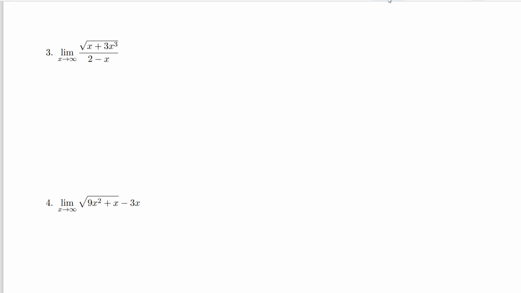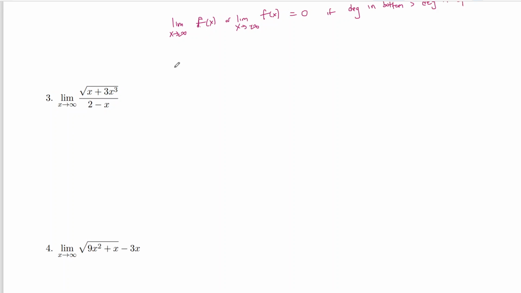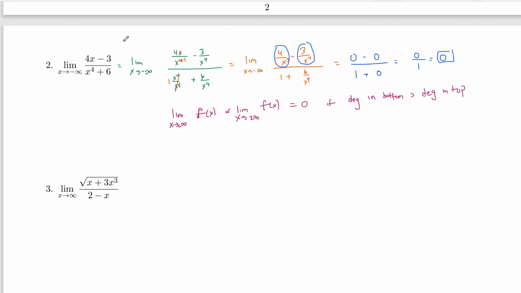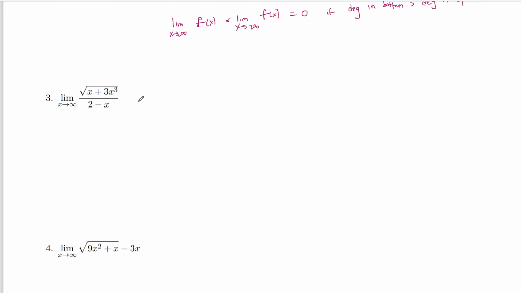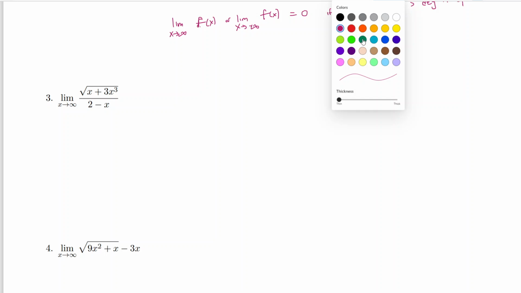And how do we do it? Well, we're actually not going to do it any differently than the way we did this problem or the previous one. We still want to divide by the largest power of x. The problem is the largest power of x is less obvious when you have radicals. What is the largest power of x here?